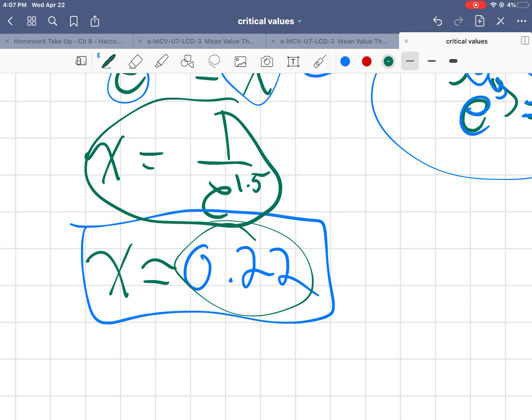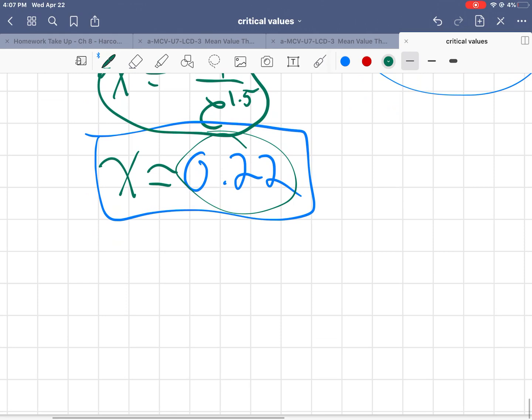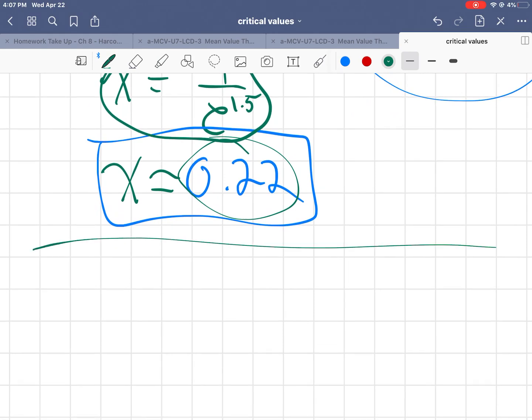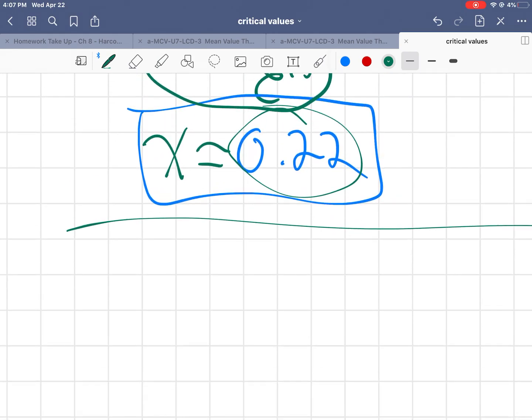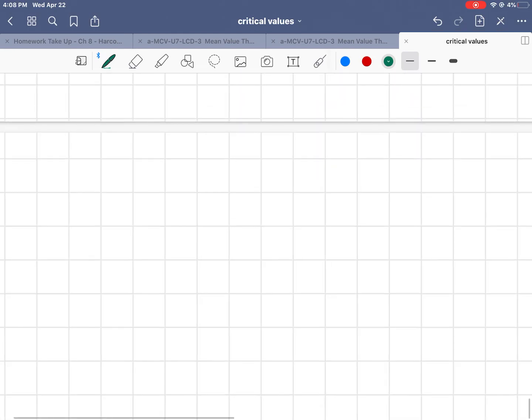Okay, so that's a quick review. There's nothing in there that we haven't already done, but nonetheless, you'll need to do that. So today's homework is going to be just to get critical values. So for example, you would do something like this. I won't do one with e and ln, that's what's going to come.